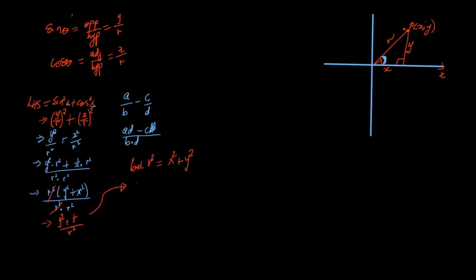And therefore left hand side is equal to the right hand side, and at the same time we are saying sine squared x plus cos squared x is equal to 1.